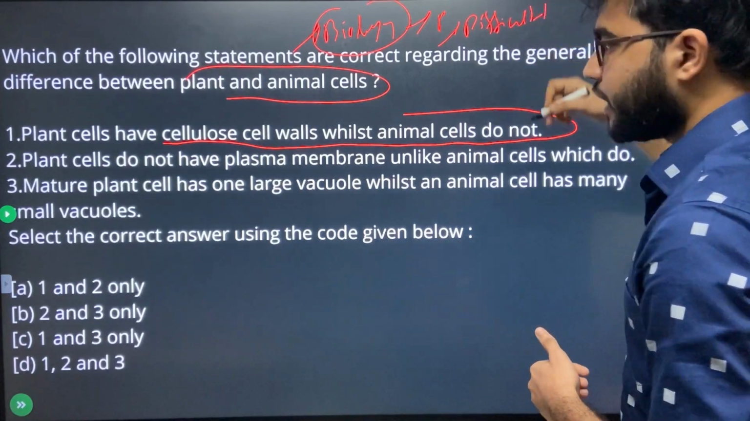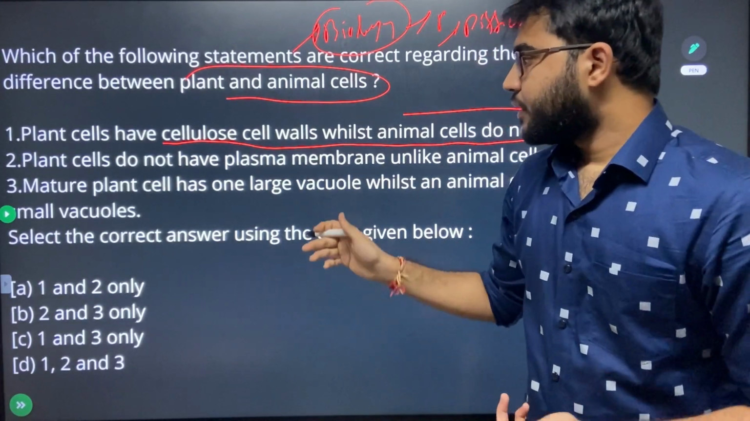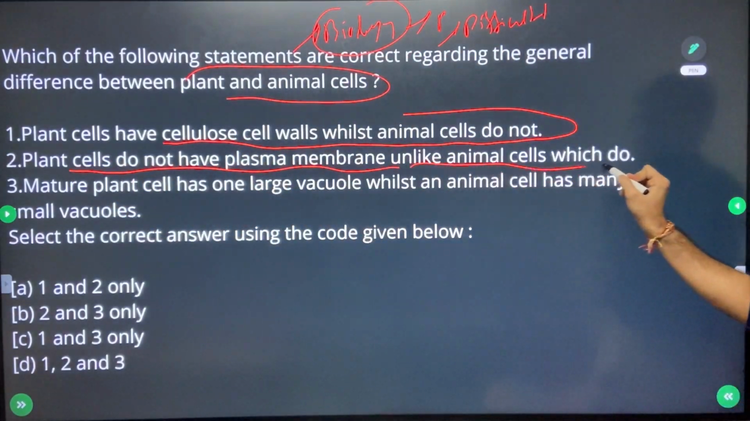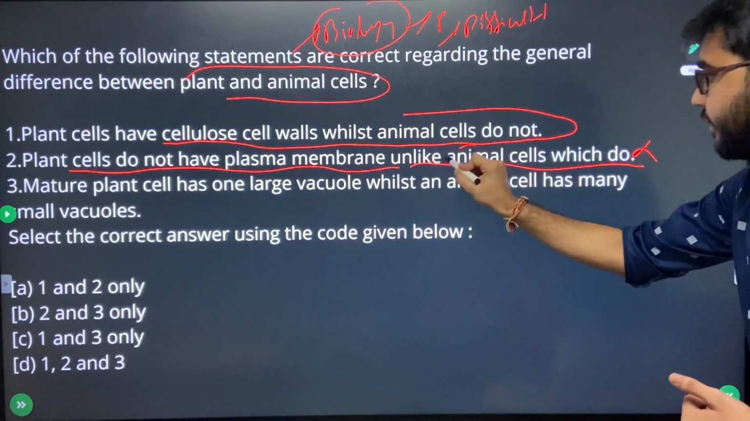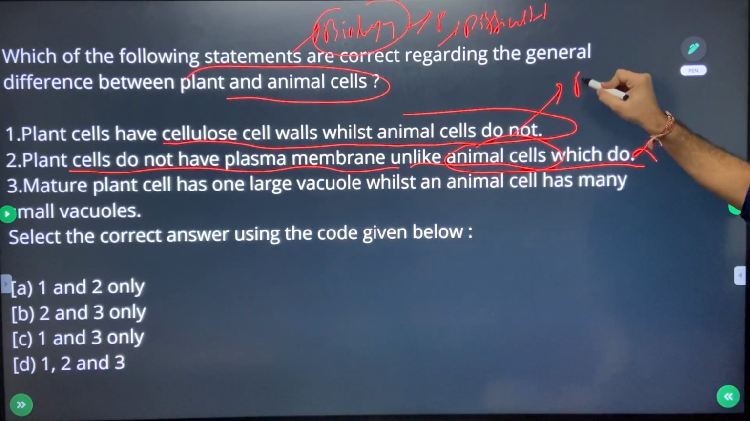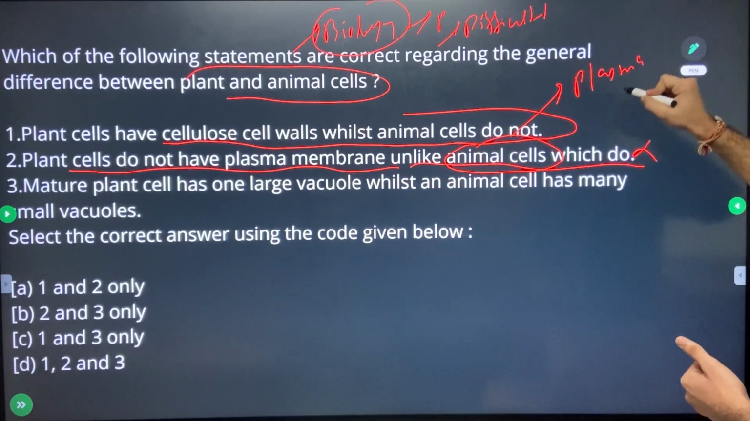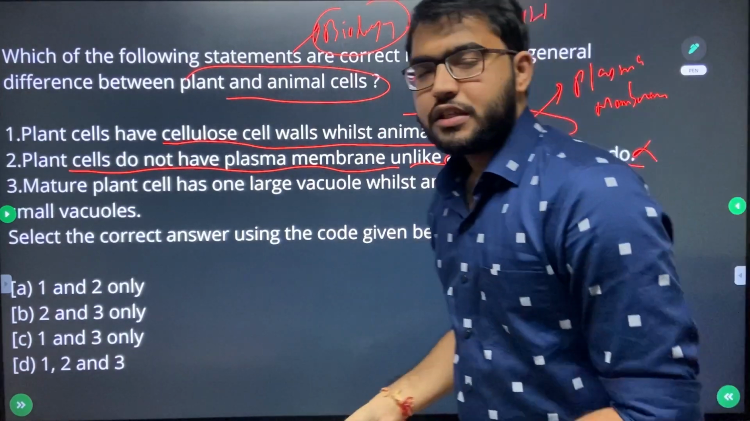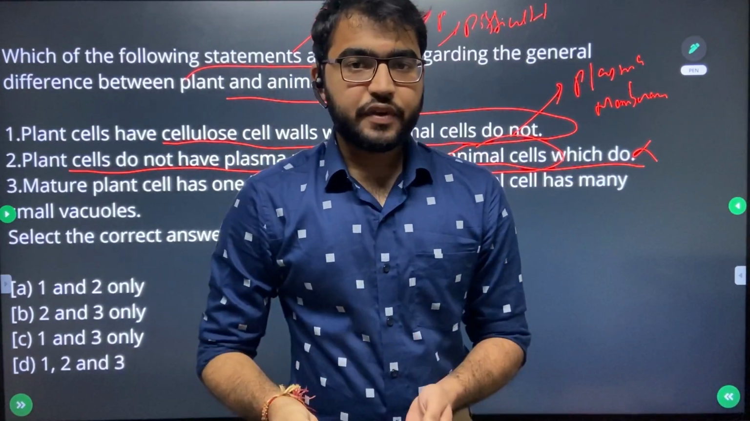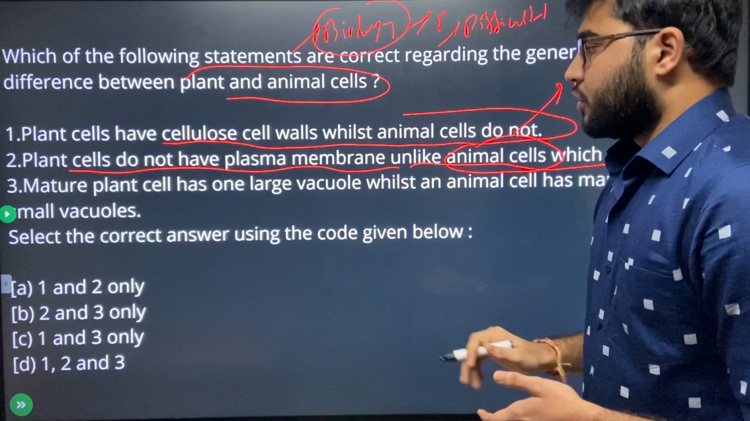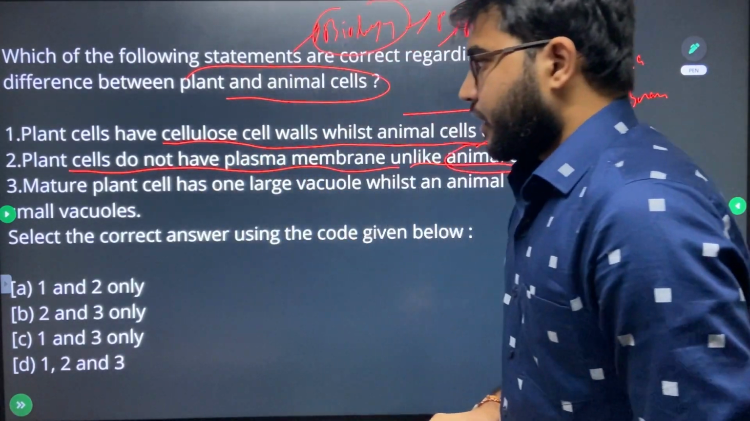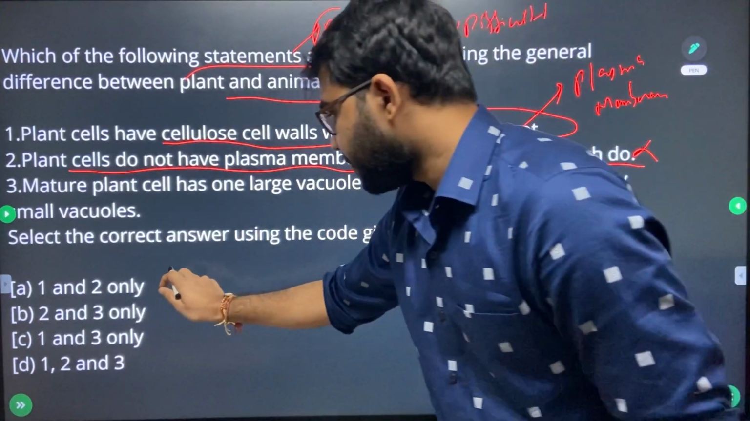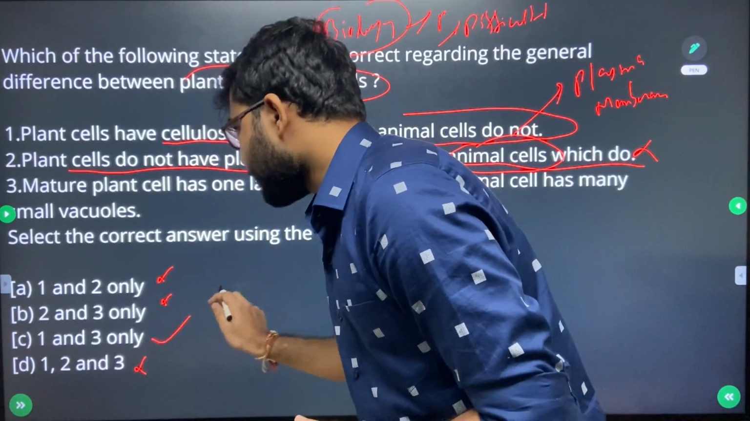Even if you are not from a biology background, this question can be difficult for you. I would say it's a moderate to difficult question, because usually we know that plant cells do not have a plasma membrane unlike animal cells. So this is a wrong statement. Animal cells also have the plasma membrane. Even if you are not from a biology background, it is a very basic, general thing. Usually we all know. So this is an incorrect statement. Here we only have to identify this. So C is your answer.